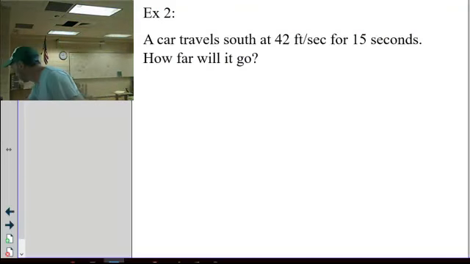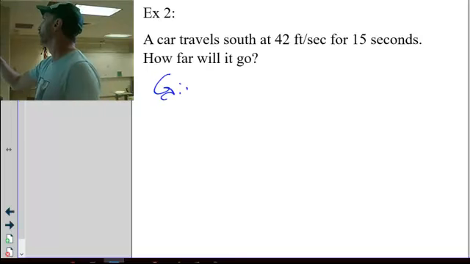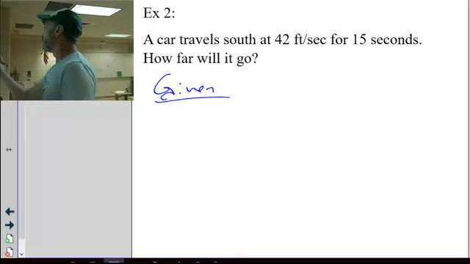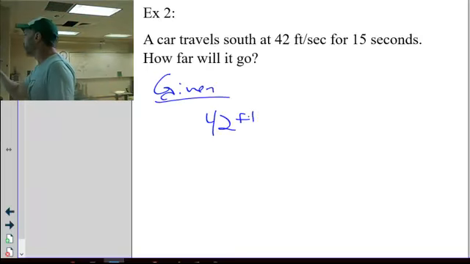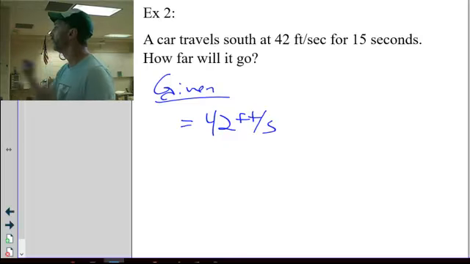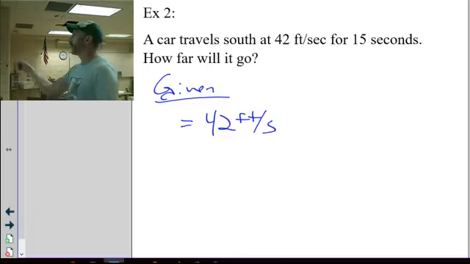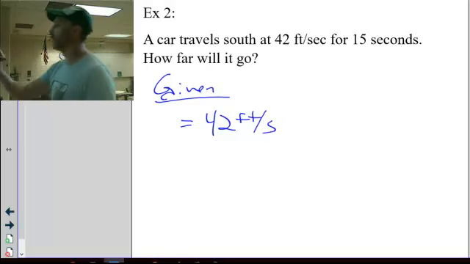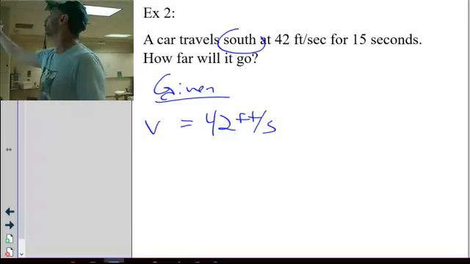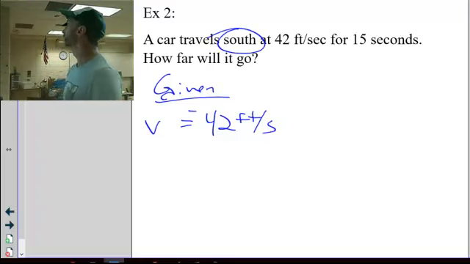So, let's model how we solve it. Start by writing out your givens. Let's see, 42 feet per second. Don't just write down the number, tell me what it is. Feet per second is telling me distance per time. Oh, so it's a rate. But we call that velocity. And I'm going south, so I need to make it negative.